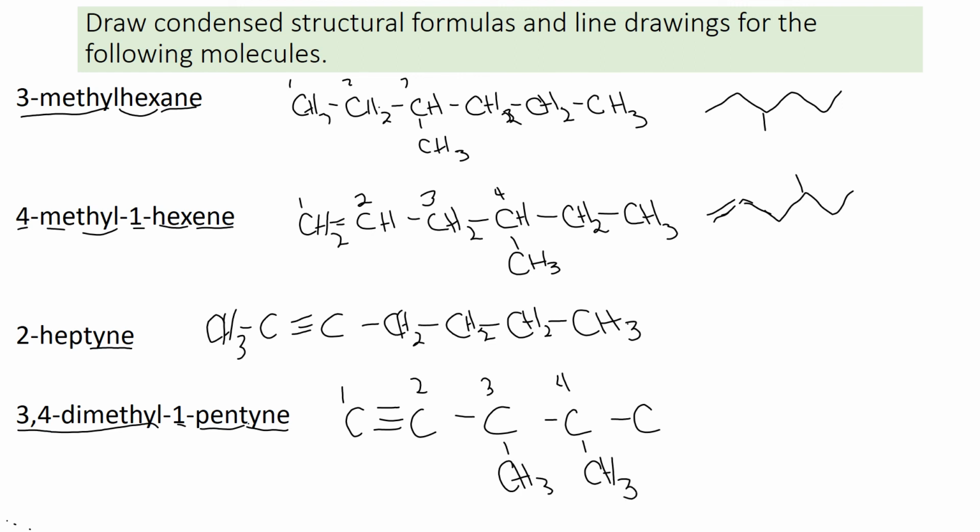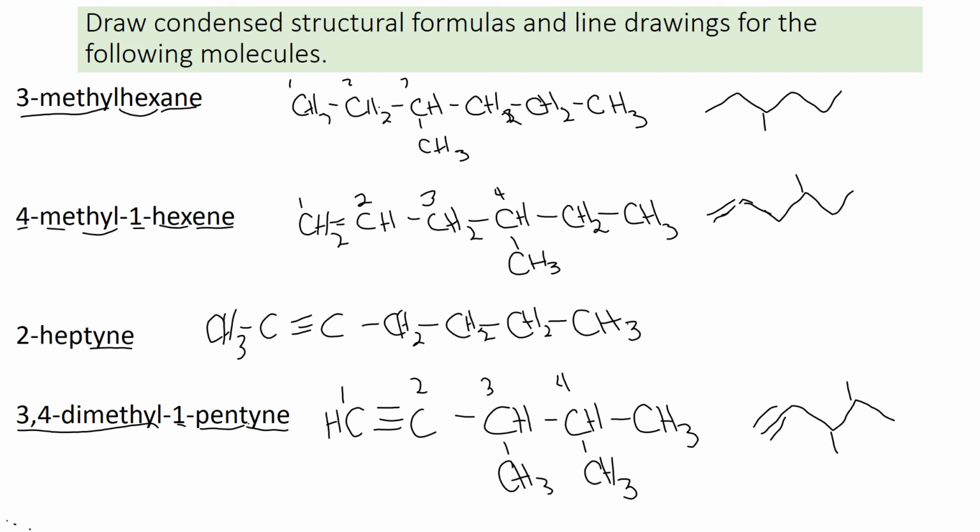Methyl groups on those. This carbon needs 1 hydrogen. This carbon has enough. This one needs 1. This one needs 1. And this one needs 3. So the line drawing 1, 2, 3, 4, 5. We got a triple bond on the first carbon. And then on carbon 3, we have a methyl, and carbon 4, we have a methyl.